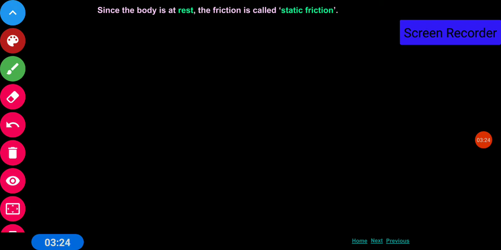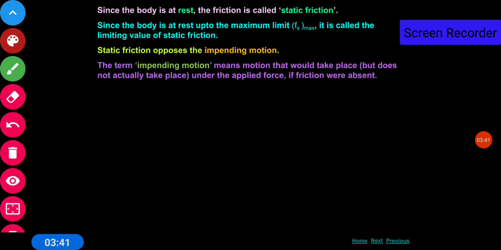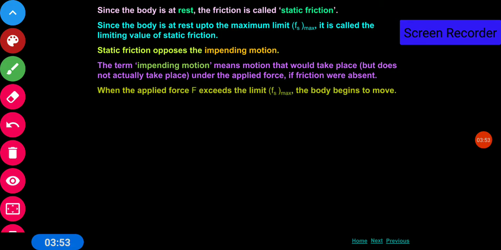Since the body is at rest, the friction is called static friction. Since the body is at rest up to the maximum limit, Fs maximum, it is called the limiting value of the static friction. Static friction opposes the impending motion. The term impending motion means motion that would take place but does not actually take place under the applied force if friction were absent. When the applied force F exceeds the limit Fs maximum, the body begins to move.